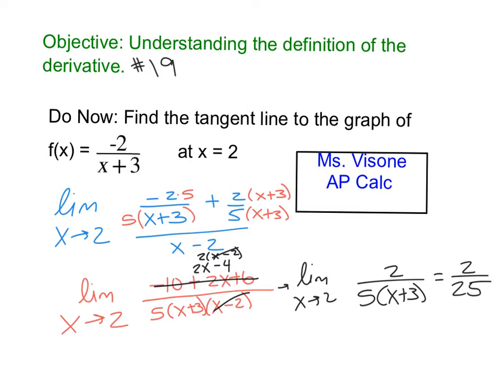So then it wants the tangent line. So I have my slope, right? This is m. I just found my derivative, which is the slope. I have my point, 2. I need the y value. What was the y value when we plugged in? -2 over 5. So my tangent line is y plus 2/5 equals 2 over 25 times x minus 2.